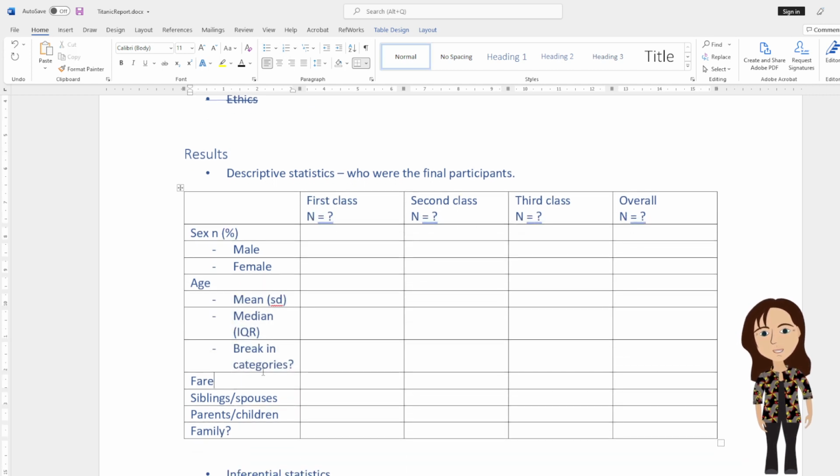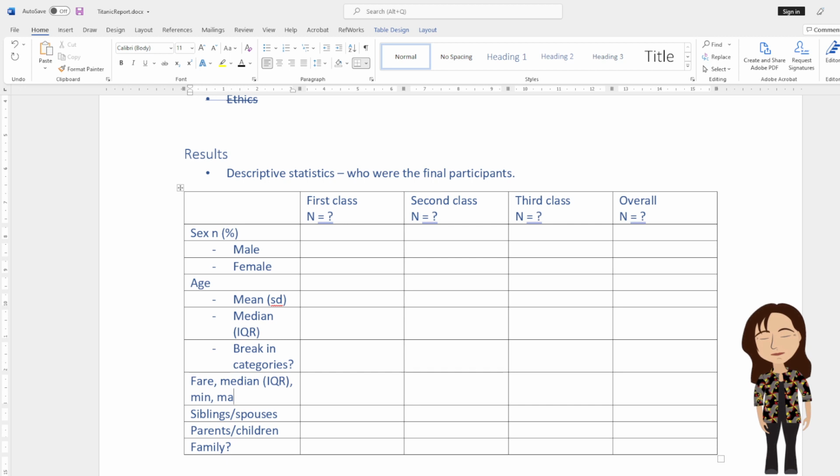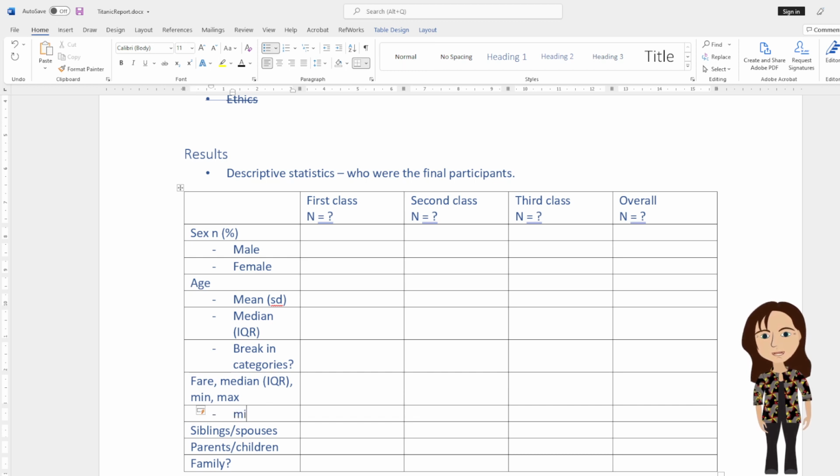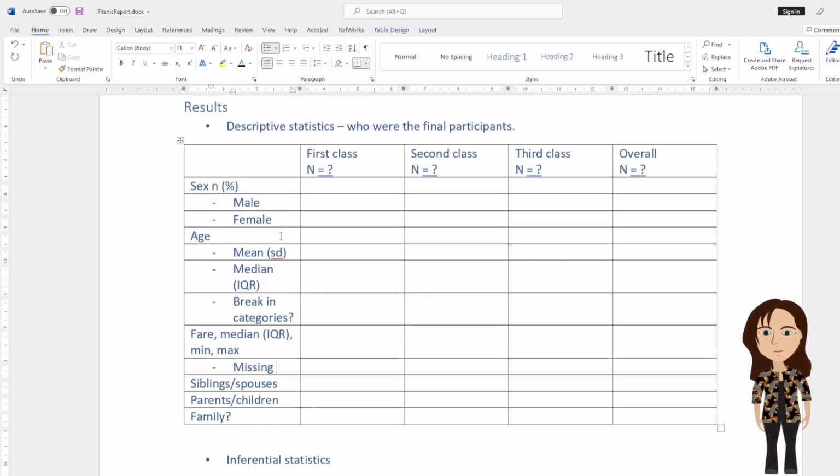Now, the fare is in dollars. I have a feeling that there's going to be some very expensive first class tickets. So I'm going to say, let's put in the median and interquartile range, and maybe we'll even put in the min and the max out of interest. And we also did have some missing data in this one, I'm pretty sure. Not sure if we had missing data for any of these, and we can take the rest of these as we come.